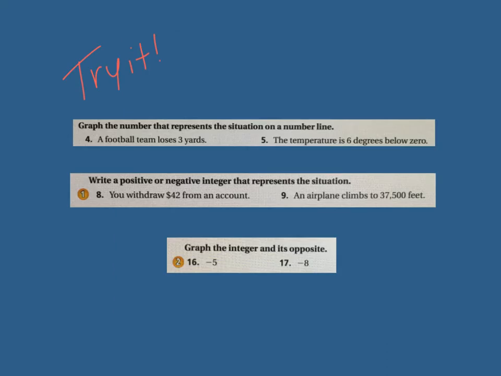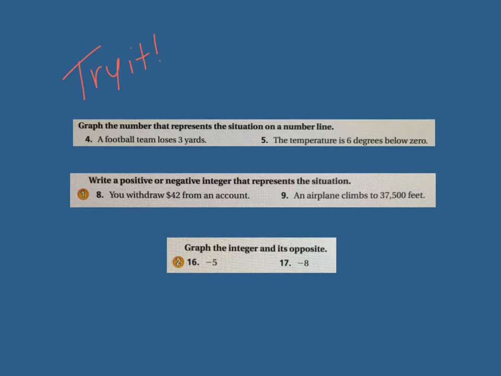Here are some practice problems to try that I took right from the book. So the first one that's labeled number 4 and 5, it says graph the number that represents a situation on a number line. So that's kind of one that we didn't talk about, but you're going to make a number line and you're just going to graph that based on the vocabulary. And then the second 2, 8, and 9, it says write a positive or negative integer that represents the situation. So I just want to know what number it's talking about, if it's a positive or if it's a negative. And then 16 and 17 says graph the integer and its opposite.